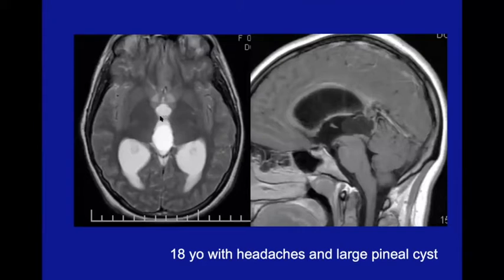This would be the massa intermedia. So for an 18-year-old, of course, these are huge ventricles. And so this was a pineal cyst that led to an obstructive hydrocephalus and was drained, and the patient did quite well.